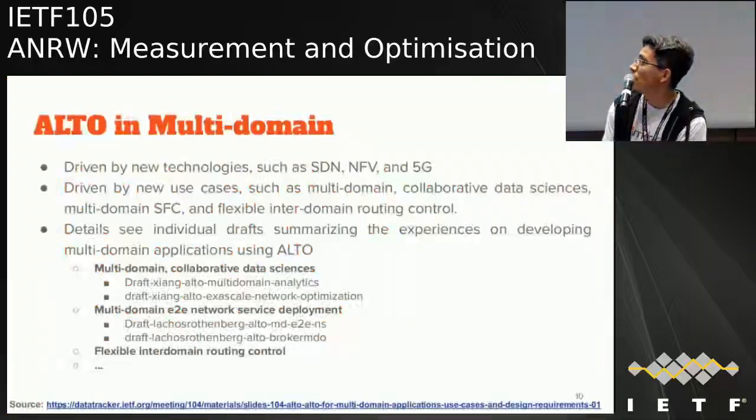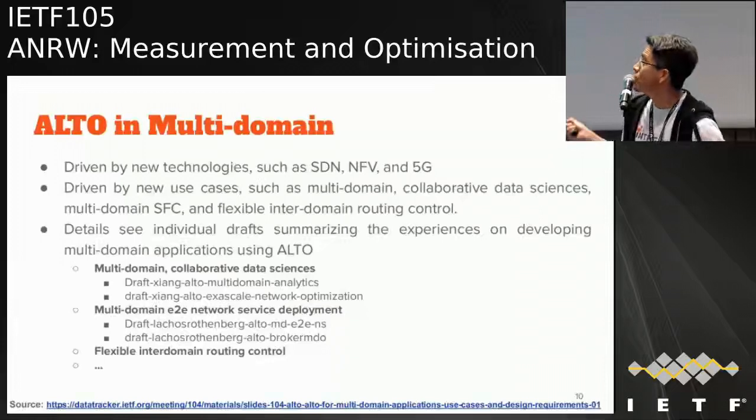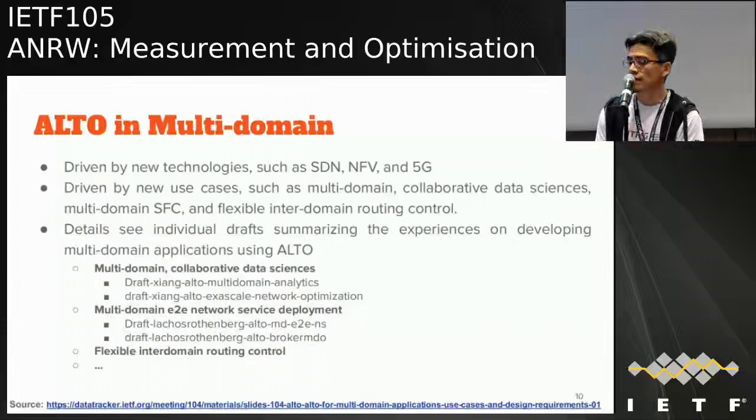Currently, multi-domain use cases are emerging with the development of new technologies such as SDN, NFV, or 5G. Examples of such use cases include multi-domain collaborative data science and multi-domain flexible interdomain routing. In the past few IETF ALTO meetings, different individual drafts were submitted summarizing the experience of developing multi-domain applications using ALTO. Here we have an incomplete list of them.